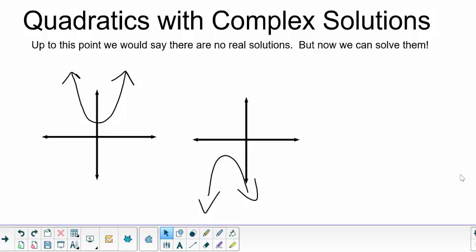So remember, if you look at the graph of it and you see that it does not cross the x-axis, that means we're going to have complex solutions. Another thing to remember is that complex solutions always come in pairs. So if you have one complex solution, there's always another one out there. But we'll worry more about that when we get to the polynomials chapter.